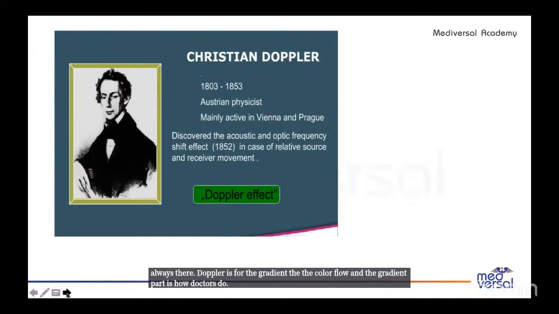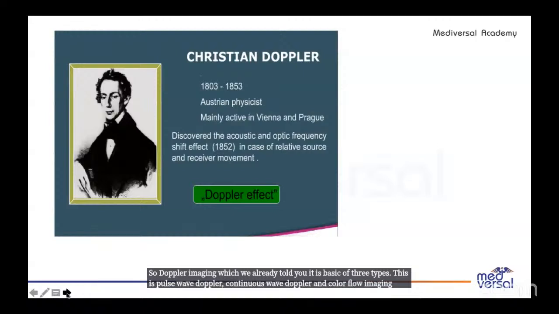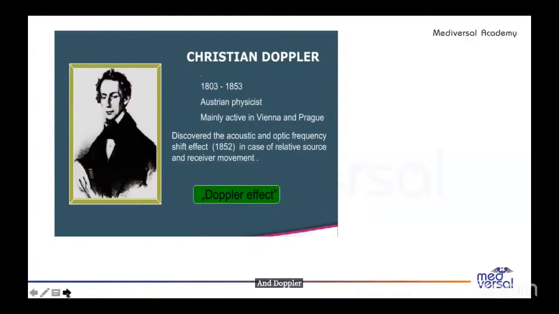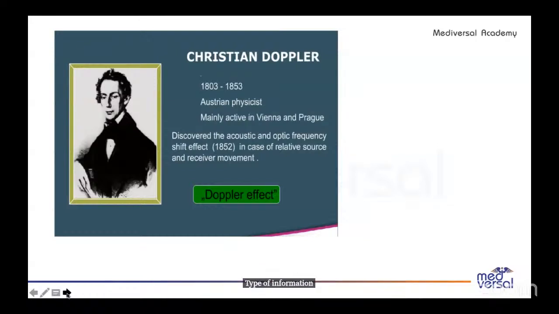So Doppler imaging, which we already told you, is basically of three types: pulse wave Doppler, continuous wave Doppler, and color flow imaging. So there is two-dimensional echocardiography, and the Doppler. The two-dimensional is basically to see the tissue, and Doppler is to see the blood flow. Two-dimensional is to see the anatomy, Doppler is for the physiology. The type of information from two-dimensional is structure, Doppler is functional.